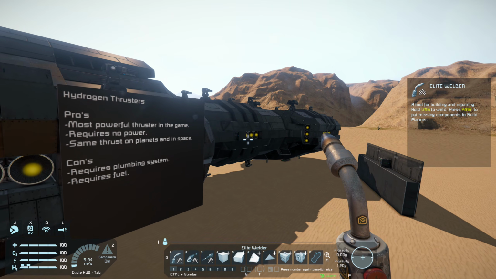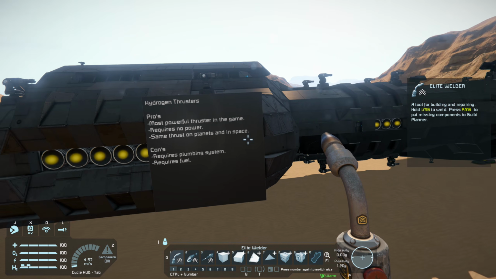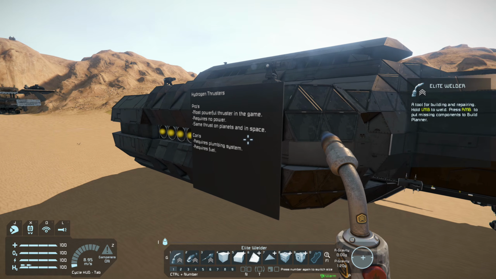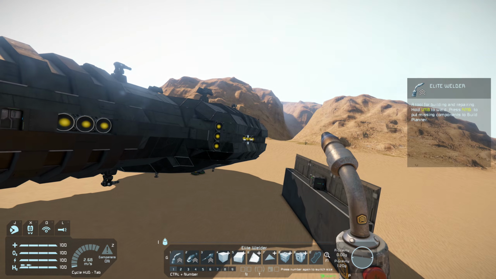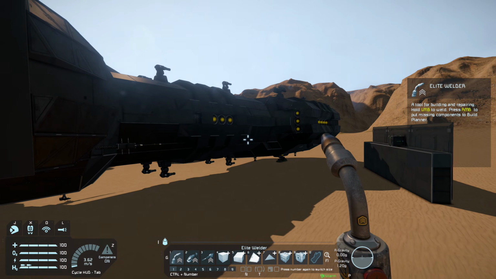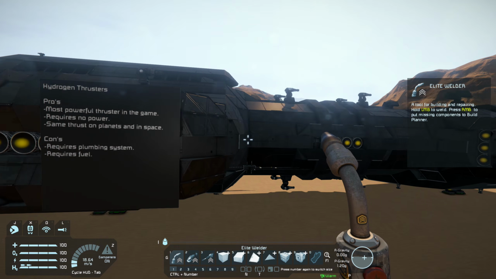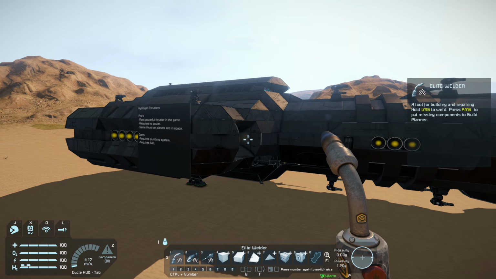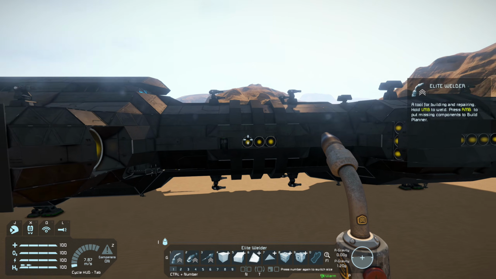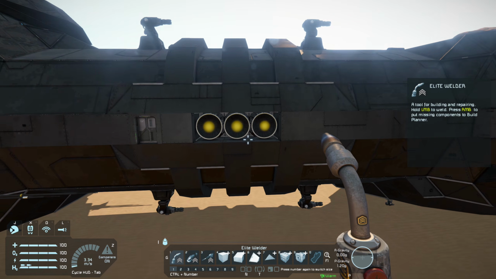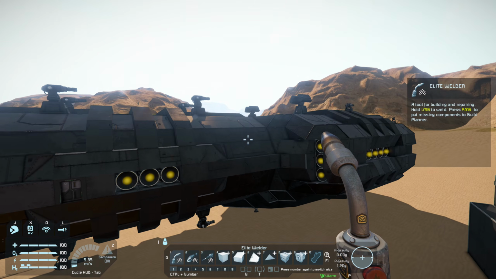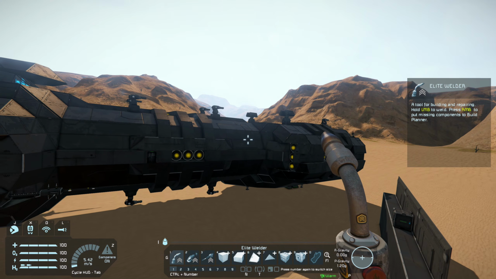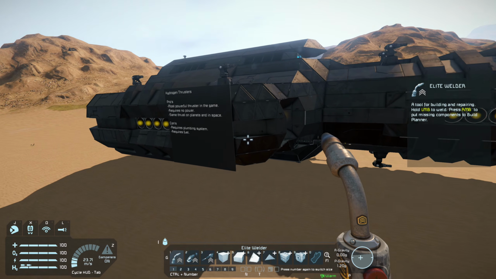Another pro is that they don't require any power. Another pro is, obviously, the amount of thrust that they provide you. So hydrogen thrusters are actually the most powerful thruster in the game. Each one of these thrusters will give you a lot more than, say, one atmospheric thruster or one ion thruster. So there is that too.